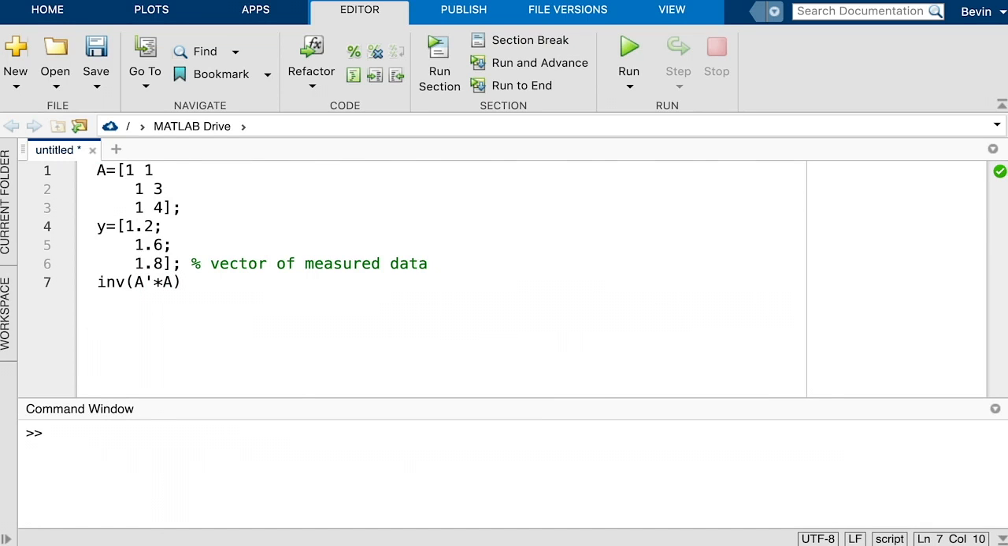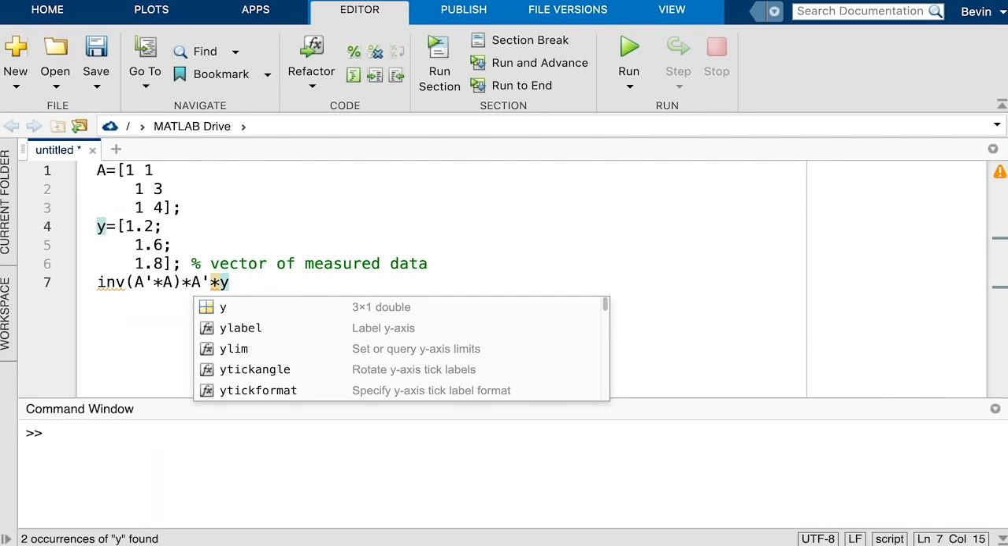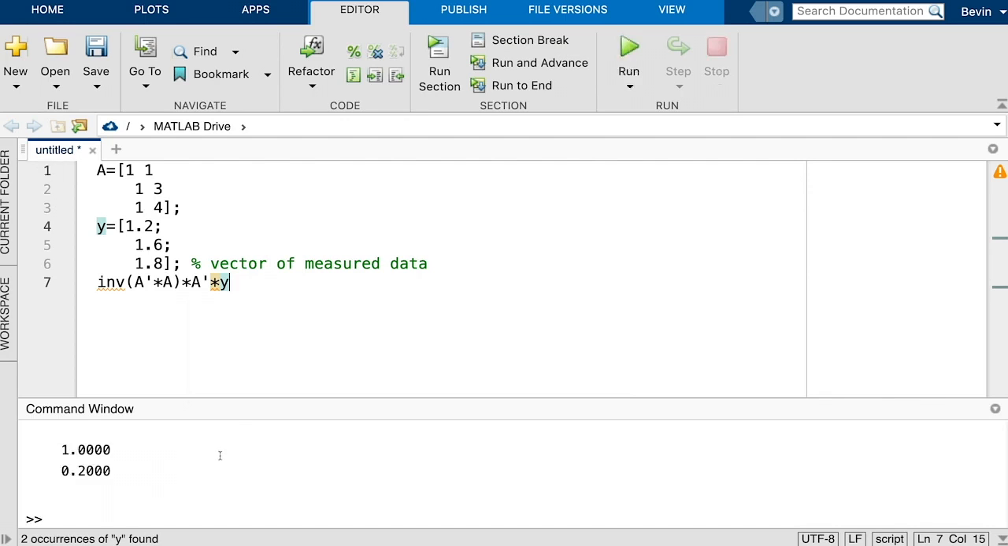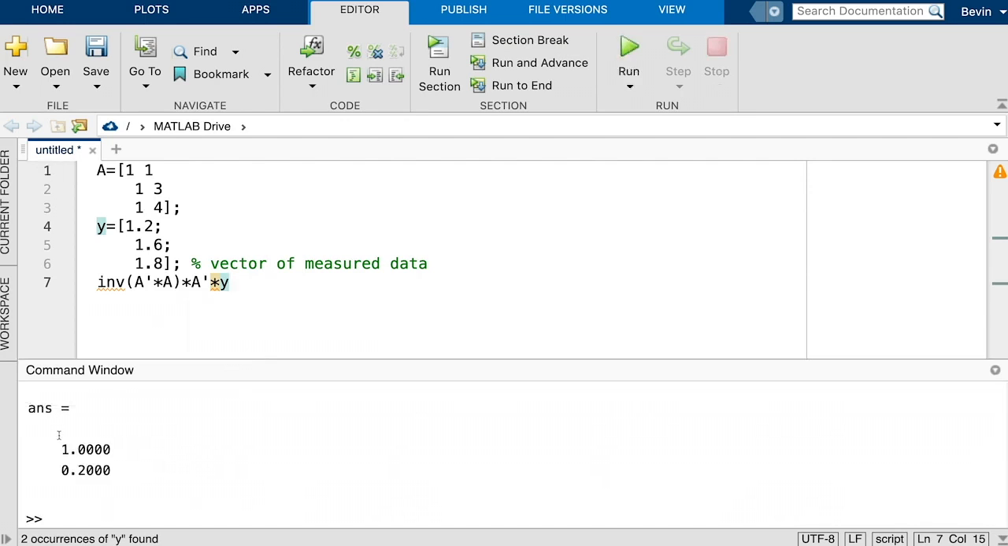So for A transpose A inverse, you're going to do inv of A transpose star A, and then star A transpose star Y. We run this, and we get the same coefficients as before. The y-intercept is 1, and the slope is 0.2.